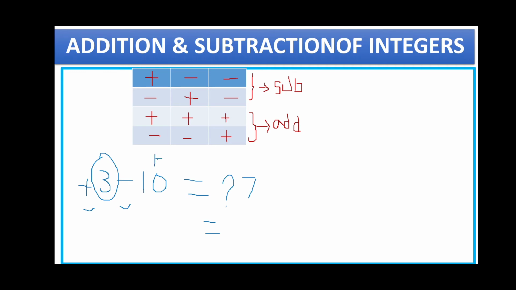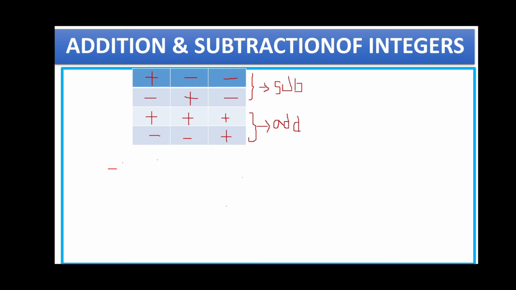Don't go for the sign first. First check the biggest number. 10 is the biggest number, and that biggest number has the sign negative. That means minus. Always check for the biggest number and assign the sign of the biggest value, that is minus, to 7. Now minus 7 is our result. Let us see one more example.